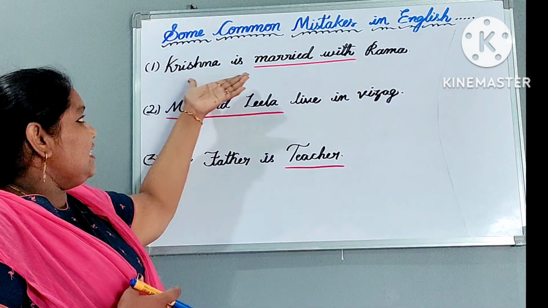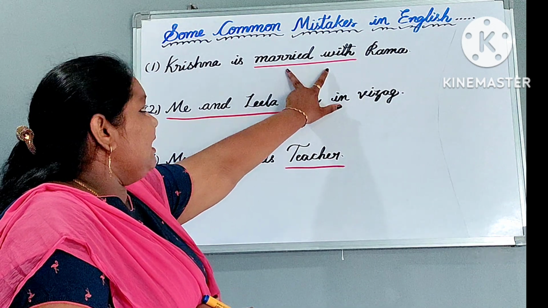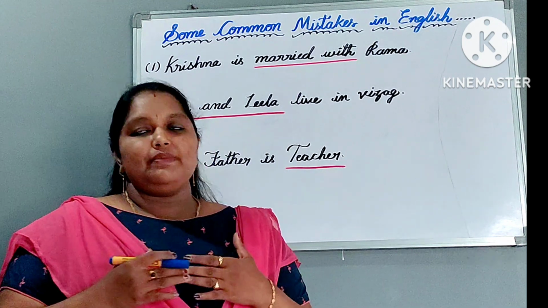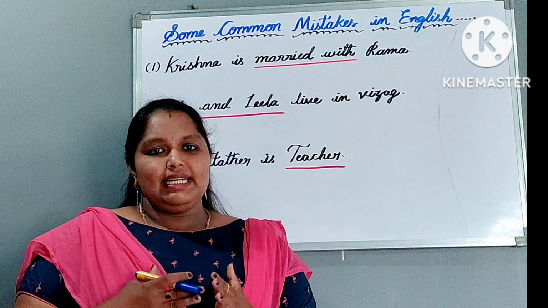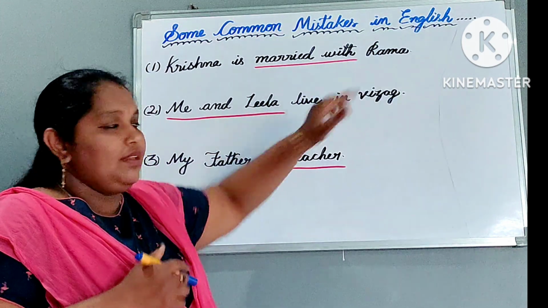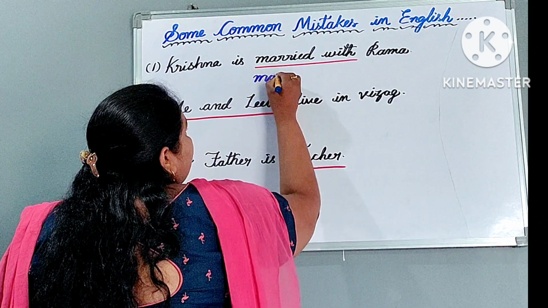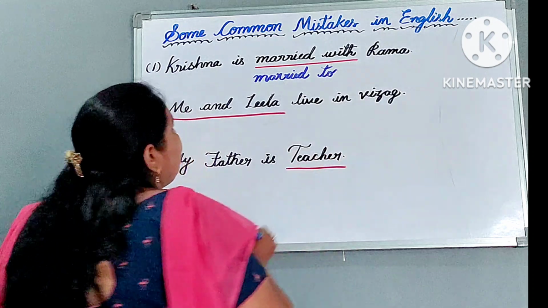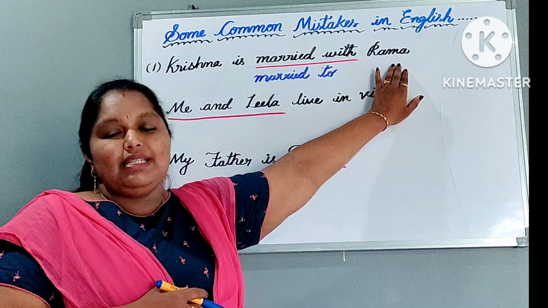Coming to the first sentence, Krishna is married with Rama. In this sentence, we find a mistake here: married with. In this context, I want to tell you that there are some words in English like married, listen, which will always be followed by the preposition to. So here instead of with, you have to use to. So the correct one is married to. How do we have to say it? Krishna is married to Rama is the correct one.